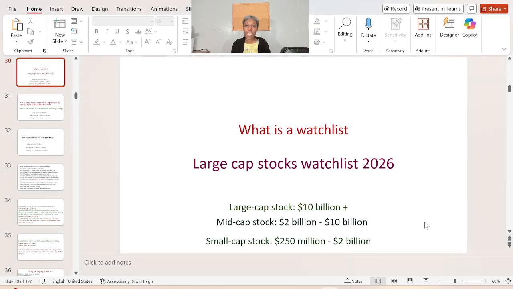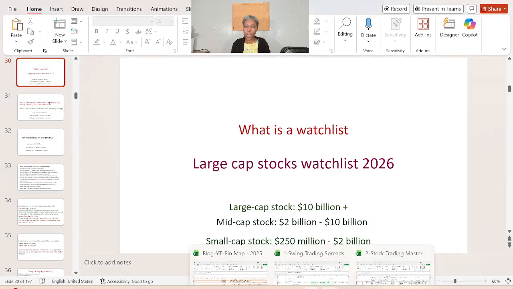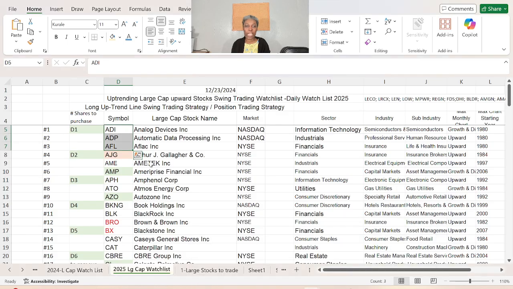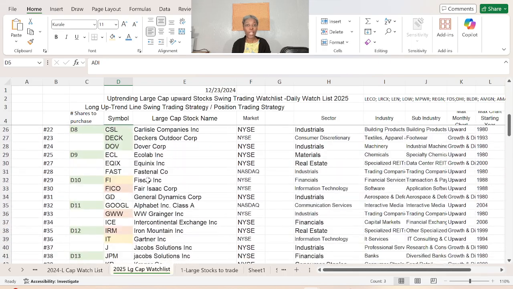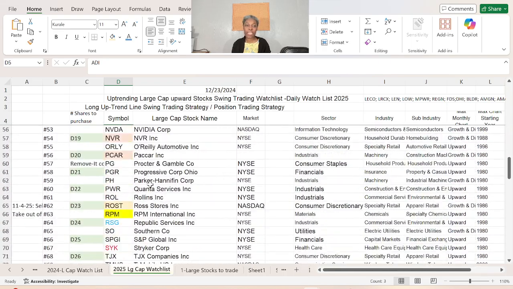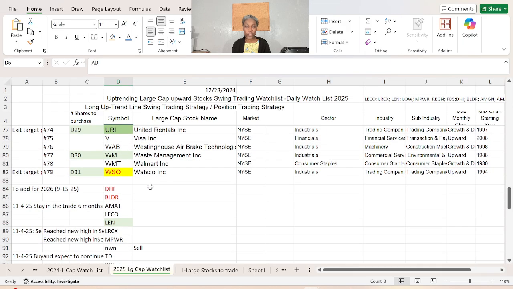Hello, what is a watch list? Well, a watch list is a list of stocks that you create. You select a specific type of stocks to add to a list so that you can swing trade from that list. And we like to have a list that we can swing trade for an entire year. And this list is the 2025 watch list.